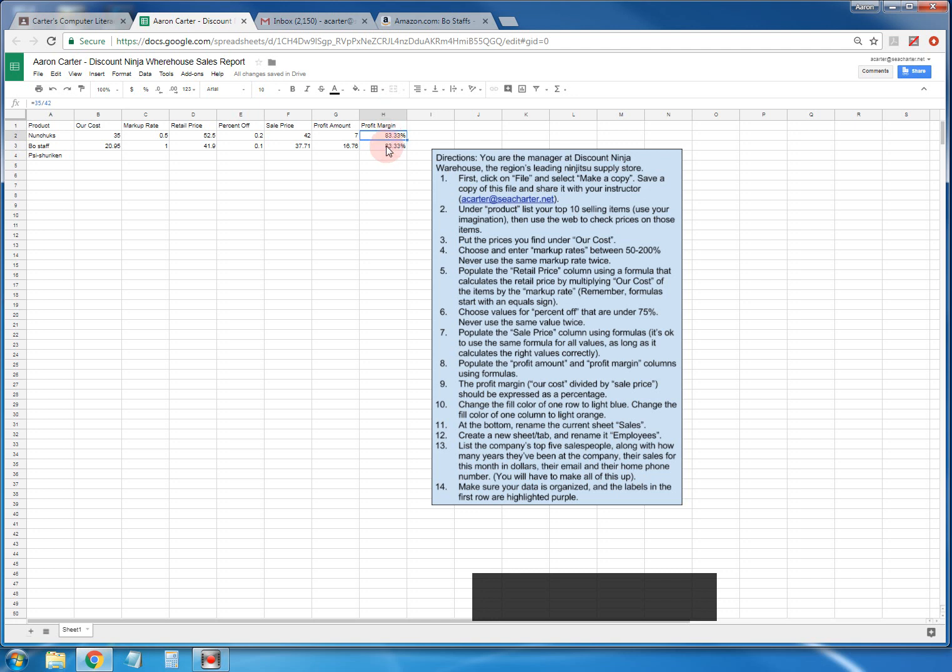We want it to be flexible. So instead of doing 35 divided by 42, let's tell it where to find those values. Our cost, B2, divided by sale price, F2. And now we should get the same number, but when we copy that and paste it, we get the right number for our bow staff.